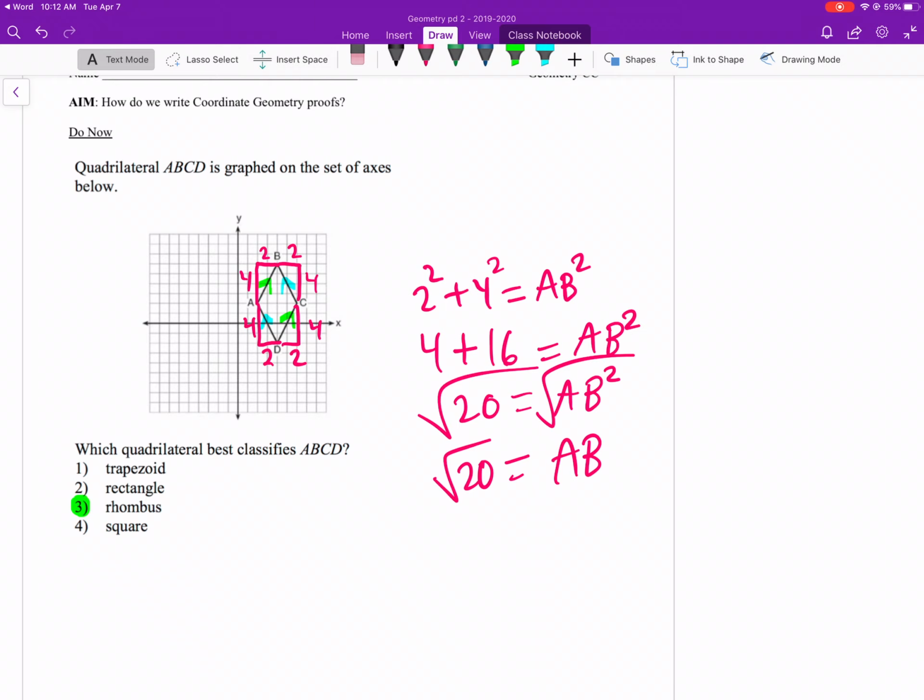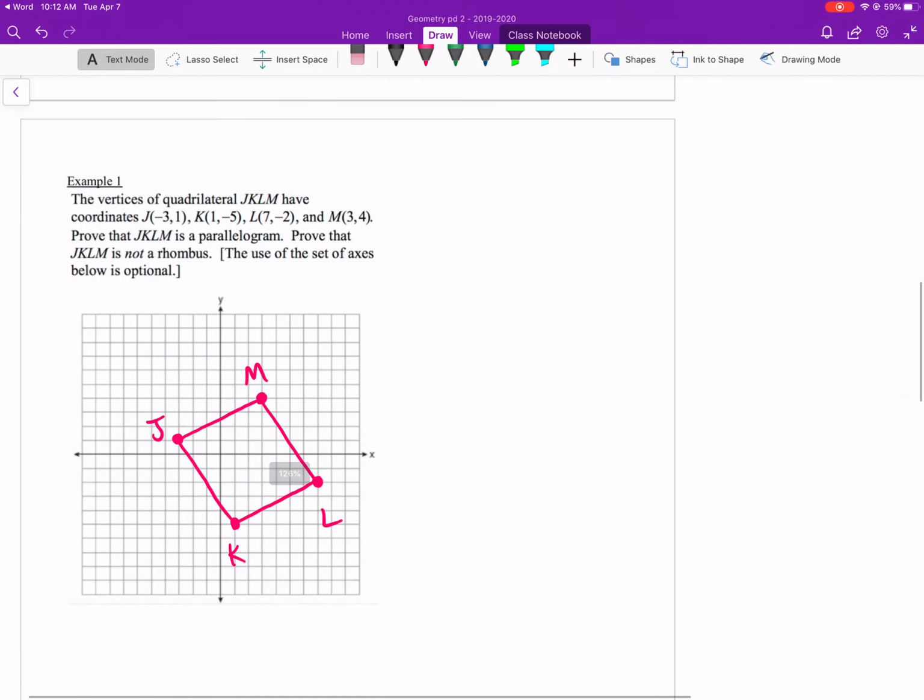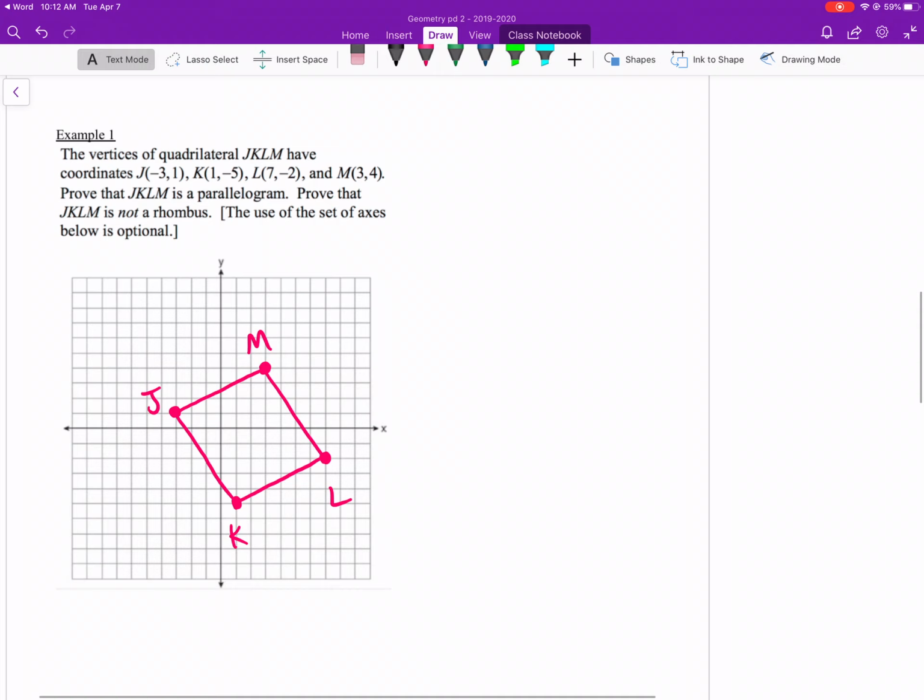Alright, so we're just going to practice one, and then you're going to practice one on your own. So example 1, the vertices of quadrilateral JKLM have coordinates J (-3, 1), K (1, -5), L (7, -2), and M (3, 4). Prove that quadrilateral JKLM is a parallelogram. Then prove that it's not a rhombus. Alright, and use the grid as optional, but we know we're going to do that.